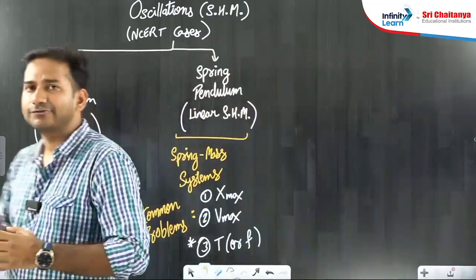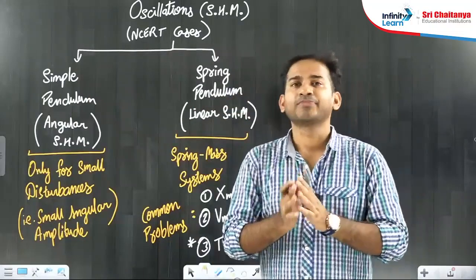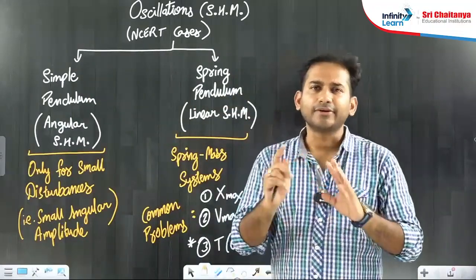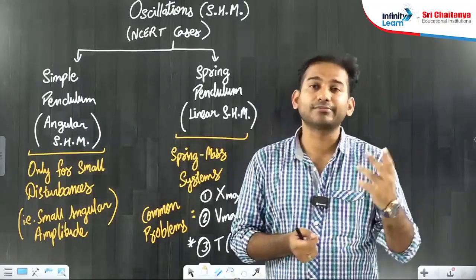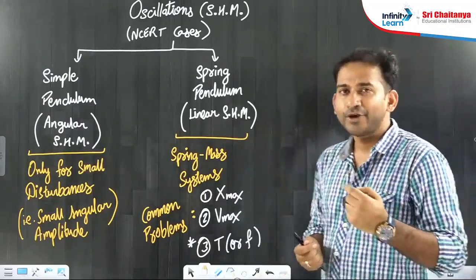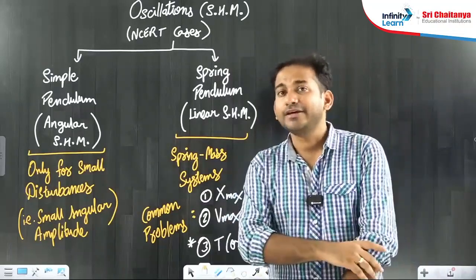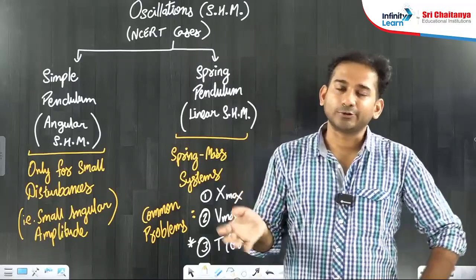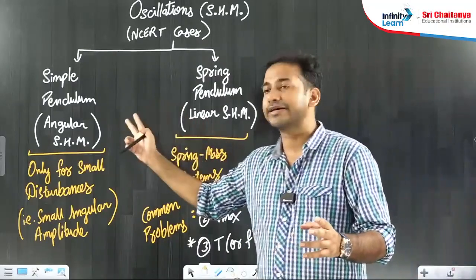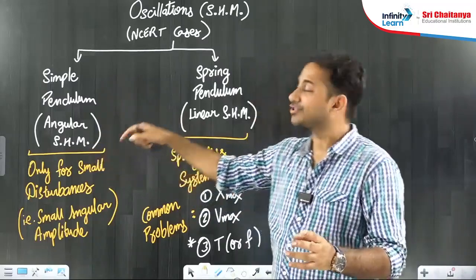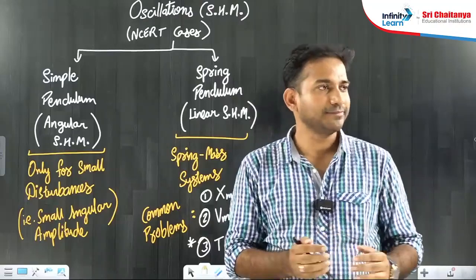So this is the way we have to prepare. See, basically when you prepare the oscillations or simple harmonic motion chapter, there are three segments. Number one, general relations. Number two, the graphs based on general relations. Number three, the time period of physical systems. So if you consider the time period of physical systems, those systems can be of various types. But particularly NCERT cases, NCERT mentions two cases. Simple pendulum is an angular SHM case, spring pendulum is a linear SHM case.